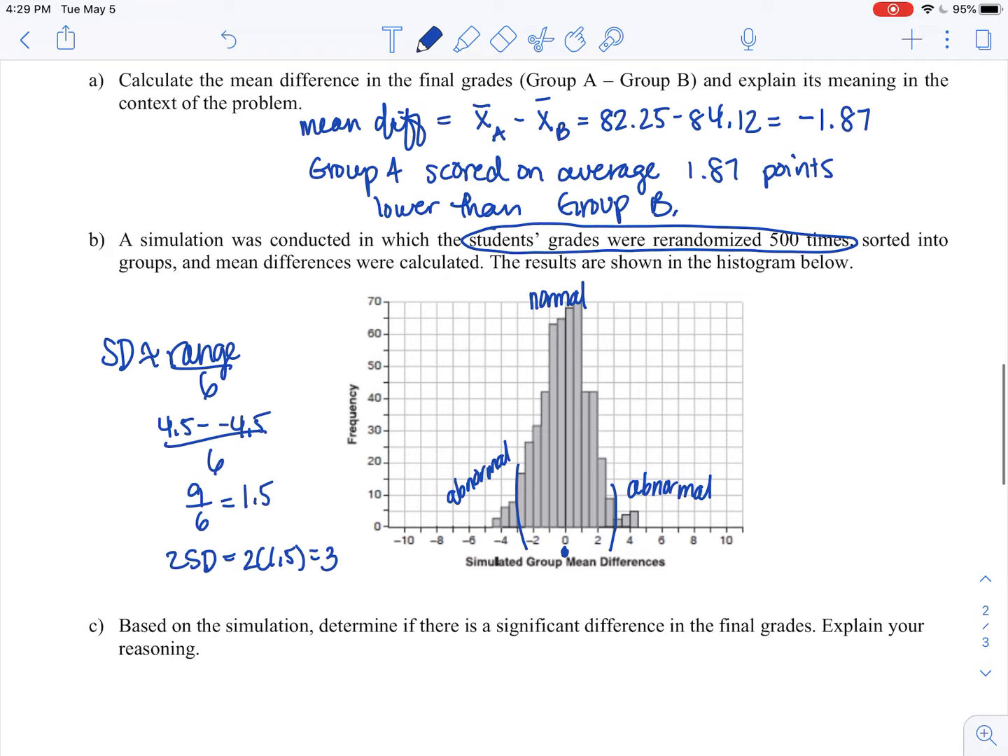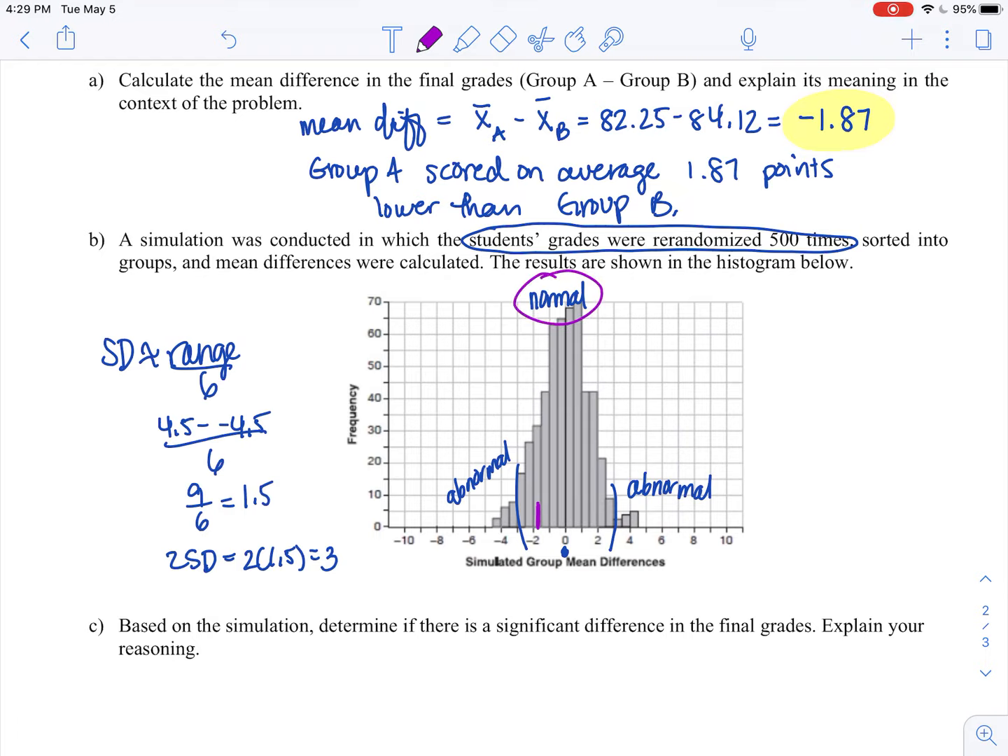So the question is, is there a significant difference in the final grades? Is it statistically significant based on what you saw? Well, you take a look at that negative 1.87 and see where it falls in this whole diagram. If you look, negative 1.87 falls somewhere around here.